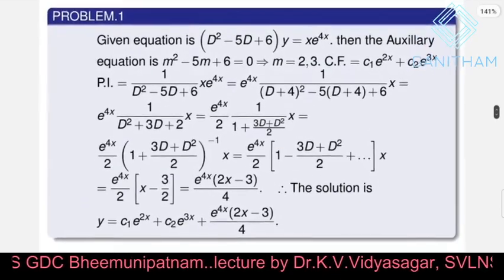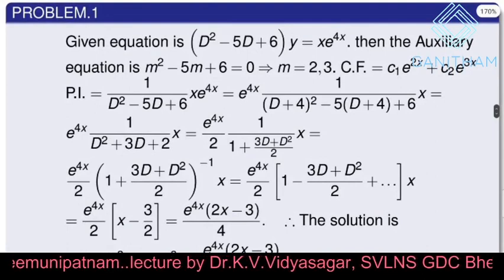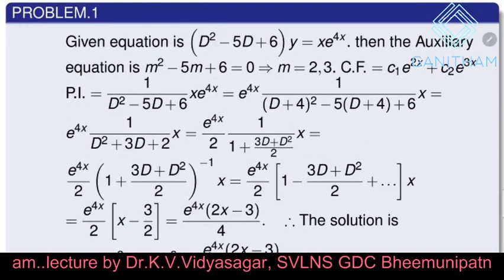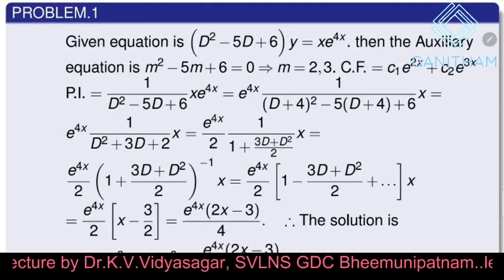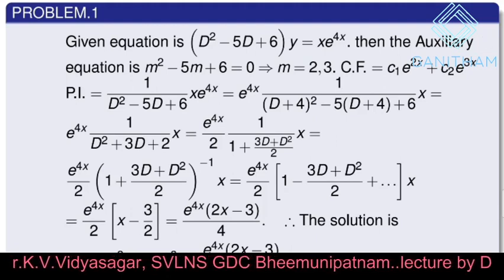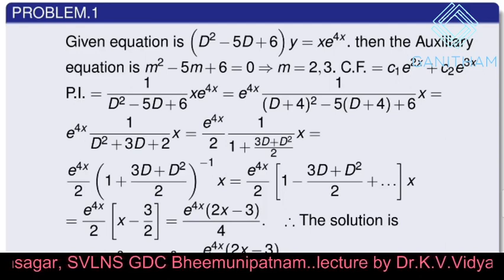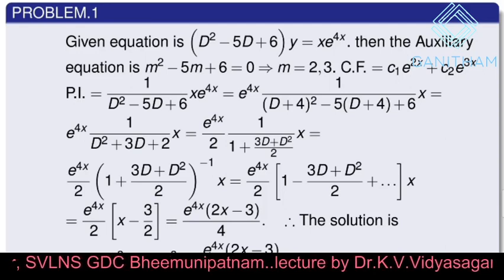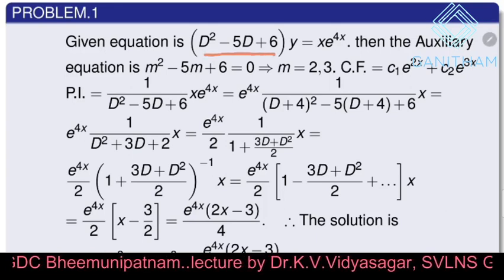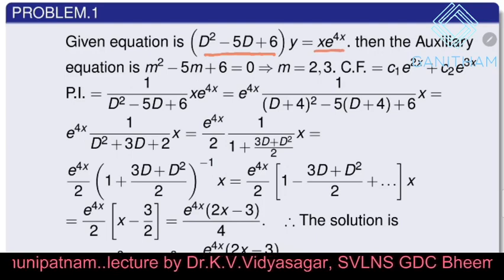Problem number 1. Let us suppose the given problem is D square minus 5D plus 6 into y equals x into e to the power of 4x. This equation is in the form f of D into y is equal to Q of x. It means that this given equation is a higher order linear differential equation with constant coefficients, where f of D is equal to D square minus 5D plus 6 and Q of x is equal to x into e to the power of 4x.